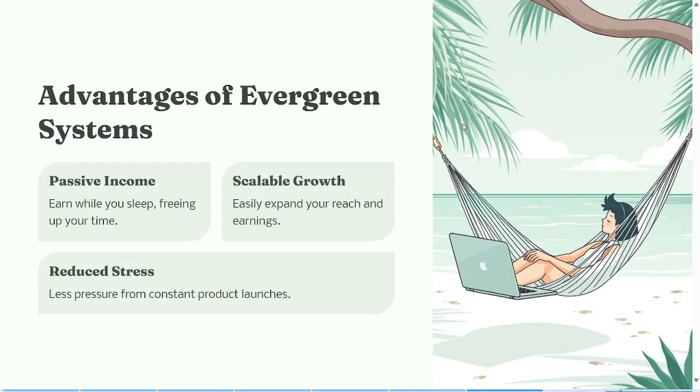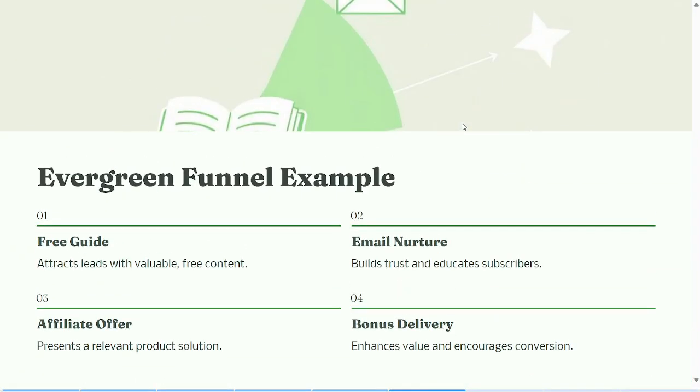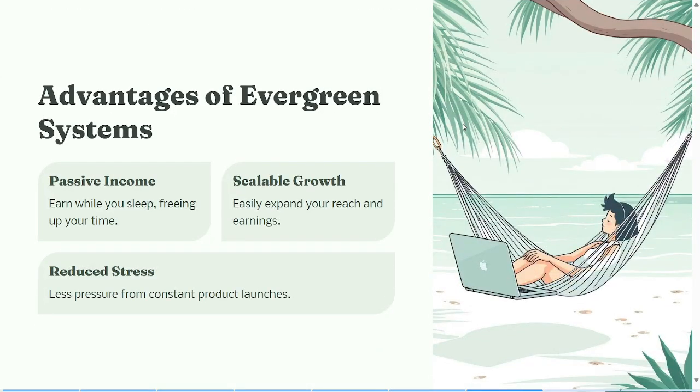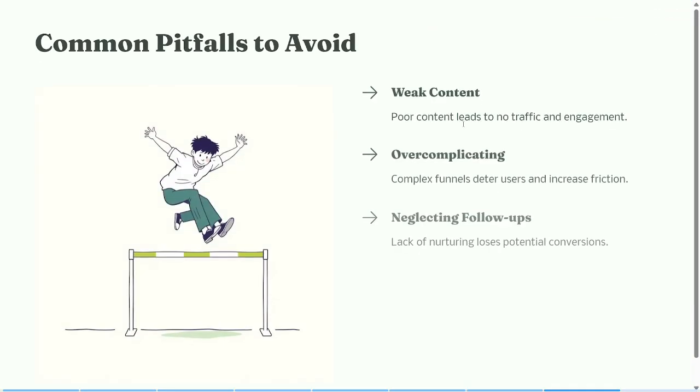All this talk is just for you to give lead magnets, nurture them, present your affiliate marketing offer, and deliver the products. Then the advantages of an evergreen system: passive income. You earn while you sleep, freeing up your time. Scalable growth. It's easy to expand your reach because you just need to pump more money into ads. Reduced stress, less pressure from constant product launches.